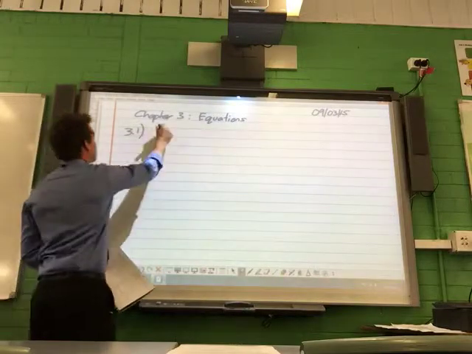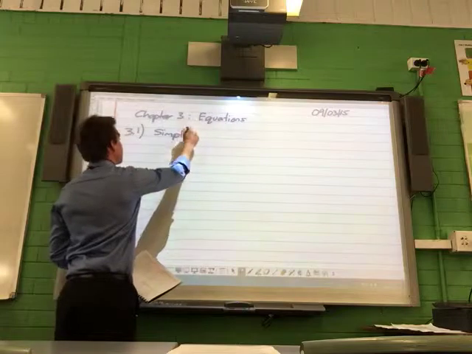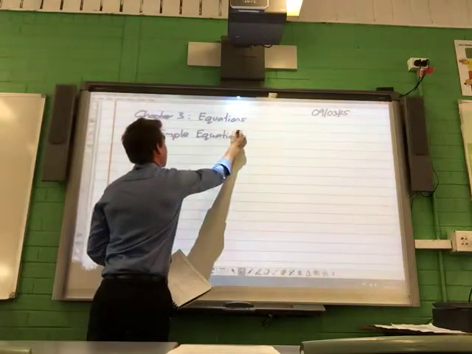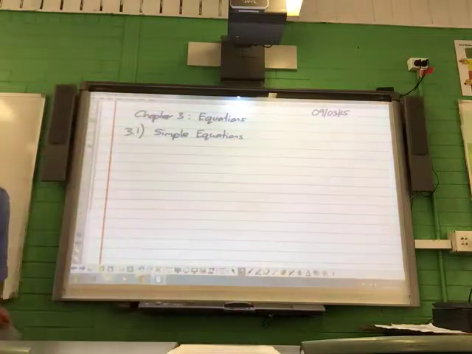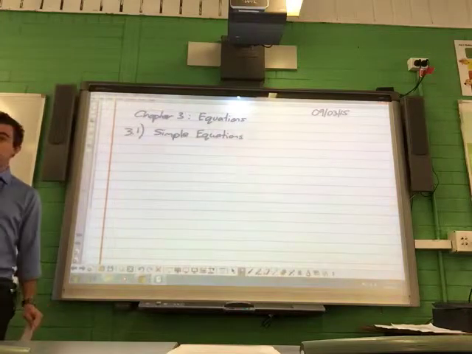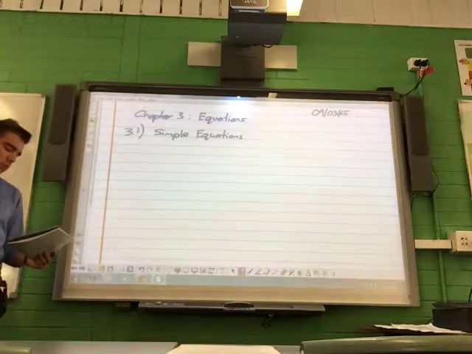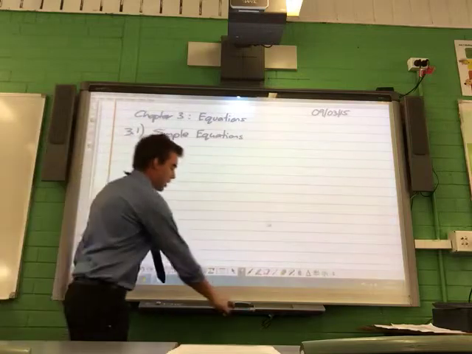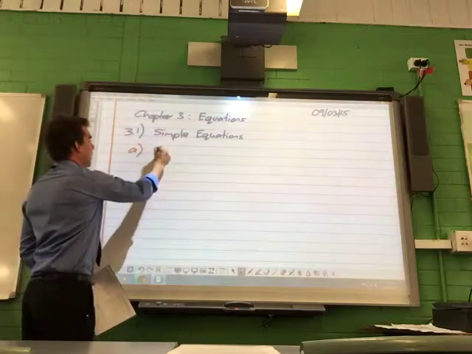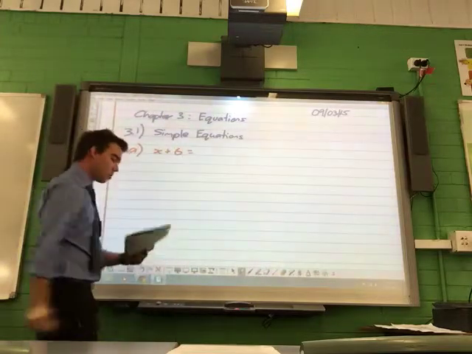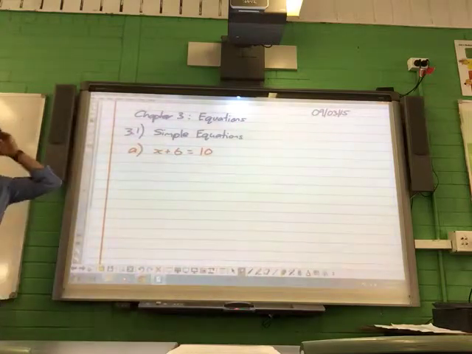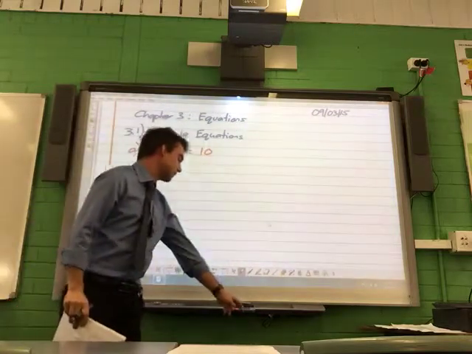Right, so 3.1, simple equations. If I've ever taught you equations before, I've been referring to them as 1-step, 2-step, 3-step. So when we go to simple equations, that's what we're going to be looking at, those 3-step style equations. Alright, examples. Keep in mind when we solve equations, we've got to perform the opposite or the inverse operation in each step. Okay, so let's start with a simple 1-step equation.